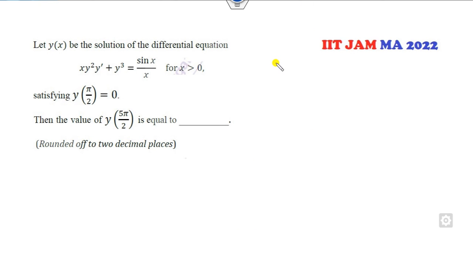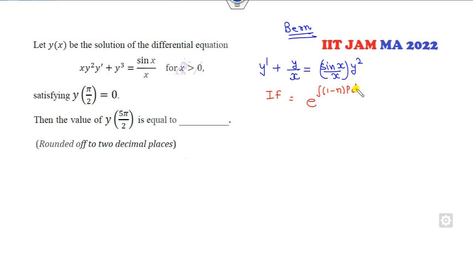Okay, look at this another one. Firstly, you can make the coefficient of the y dash to be 1. So y dash plus y over x, which is sin x over x into y square. What is that? This is a Bernoulli equation. Fine. So you can find the integrating factor as 1 minus n into p. What is the n? Sorry, it's minus 2 because I have divided by n. Okay, so n is my minus 2.